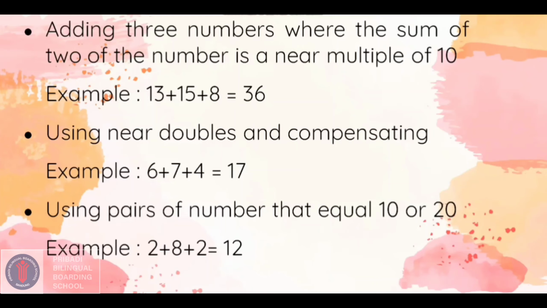And how about the third way? We can use pairs of numbers that equal 10 or 20. Here is the example. I need to add 2, 8, and 2 together. I know that 2 plus 8 equals 10. And then after I put these two numbers together, 10 plus 2 will be equal to 12, like that. So that is the way to do additions without using a calculator.